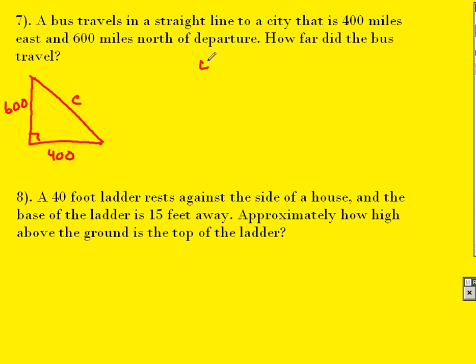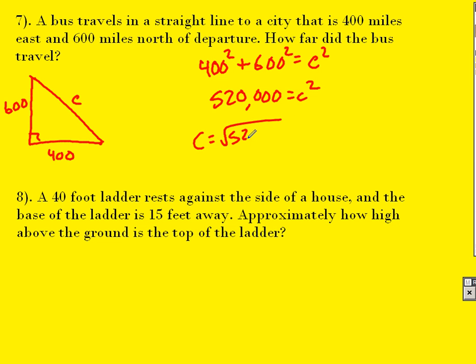So, again, A squared plus B squared equals C squared. 400 squared plus 600 squared equals whatever C is squared. When I do these, expand them out, I end up getting 528,000 miles per C squared. That means that C will equal the square root of that many miles, which ends up being 721.11 miles for number 7.